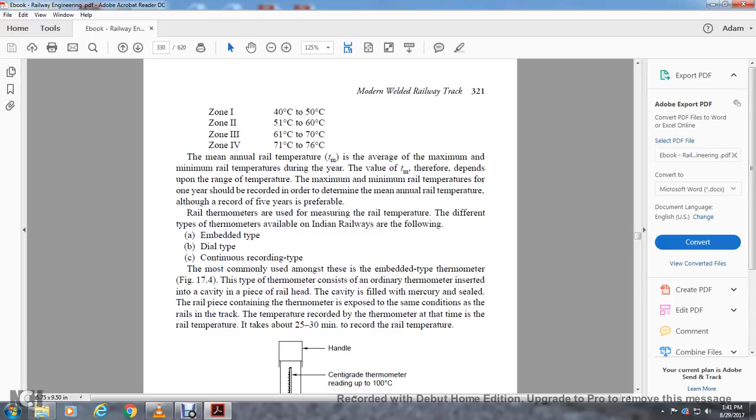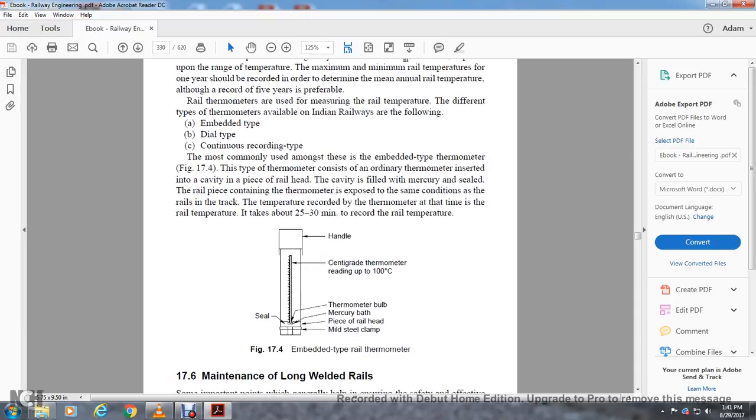The type of thermometer consists of an ordinary thermometer inserted in a cavity in a piece of rail head. The cavity is filled with mercury and sealed, with the rail piece containing the thermometer existing in the same conditions as the rail track. The temperature recorded by the thermometer is the rail temperature. It takes about 25 to 30 minutes to record the rail temperature.